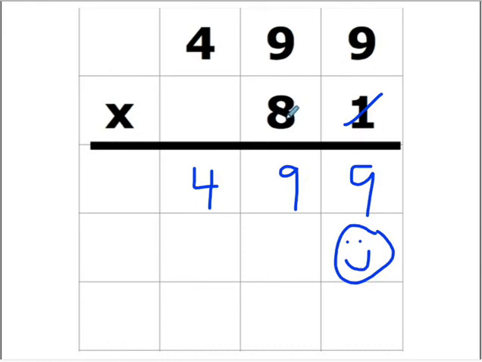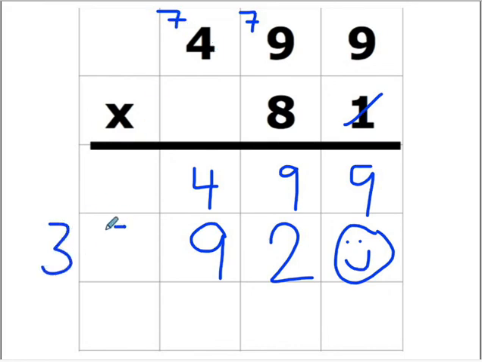And now we can multiply by our 8. 8 times 9 is 72. Put your 2 down and carry your 7. 8 times 9 is still 72. Plus 7 is 79. Put your 9 down and carry your 7 again. 4 times 8 is 32. And 32 plus 7 is 39.